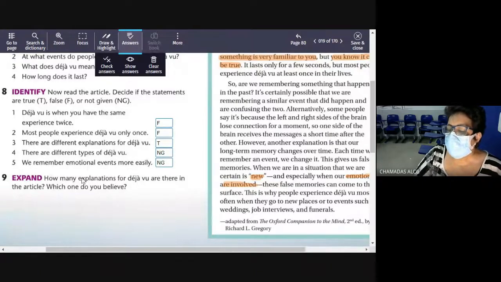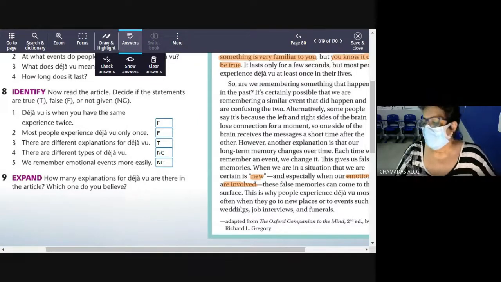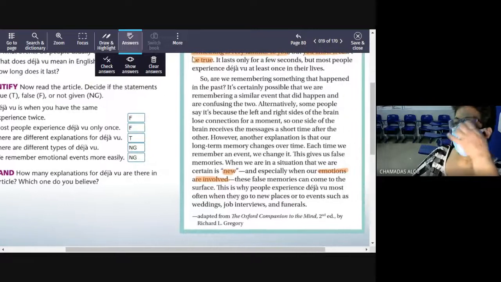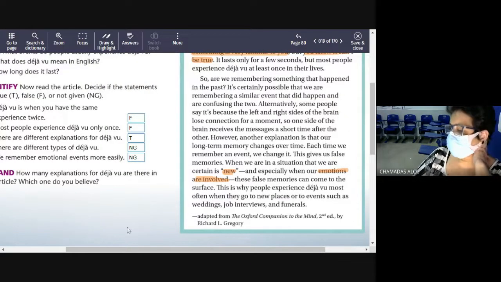So, how many explanations for déjà vu are there in the article? And which one do you believe? What do you think?